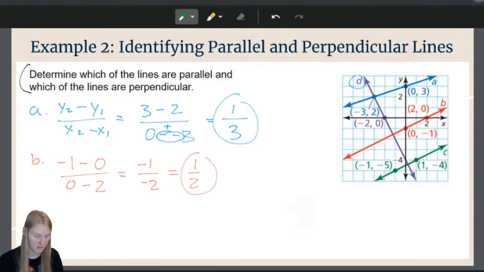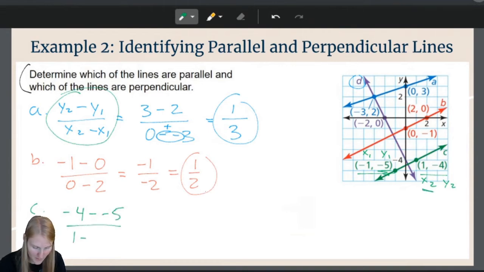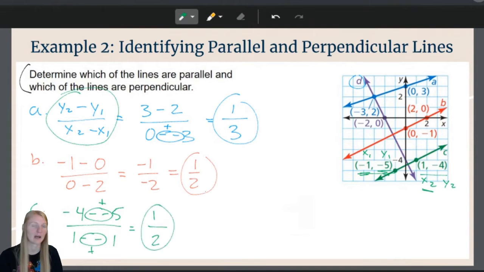Okay, let's do the same thing with line C. So, line C, I have these 2 points. I have x1, y1, x2, y2. So, I'm going to use this same formula up here, y2 minus y1. y2 is negative 4 minus y1 is negative 5 over x2 is 1 minus x1 is negative 1. Now remember, when I have minus a negative, these become positive. So negative 4 plus 5 is positive 1, and 1 plus 1 is 2. So my slope is 1/2.